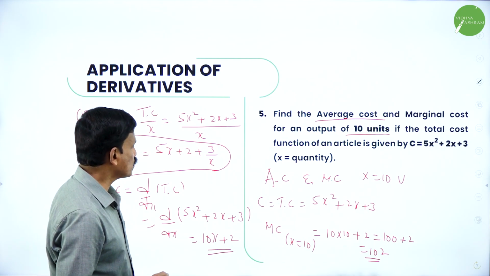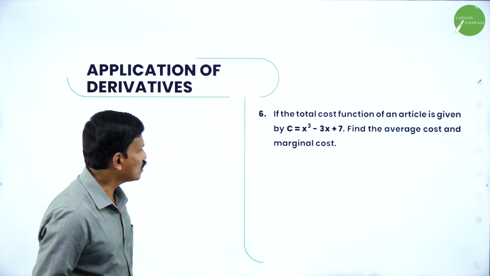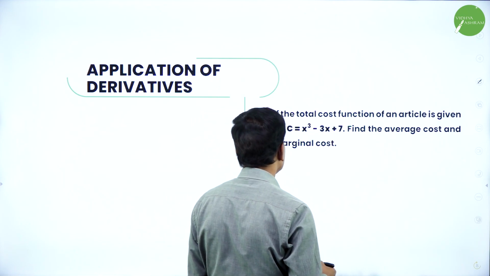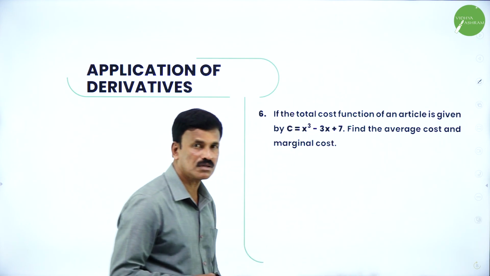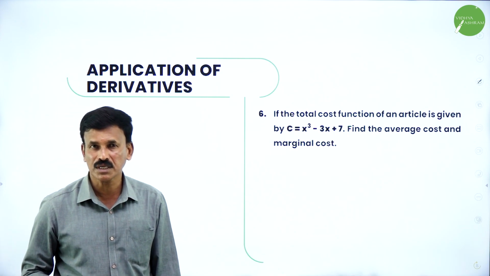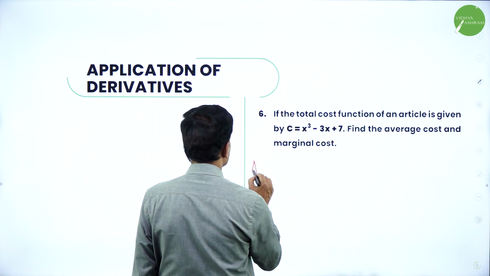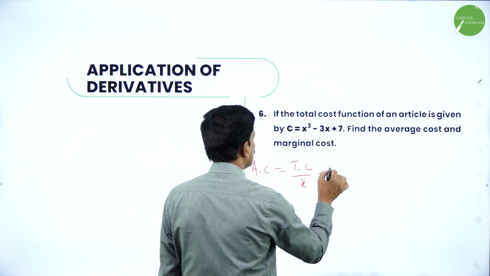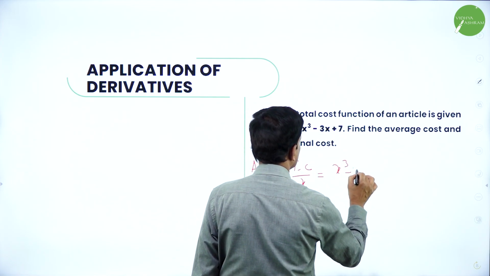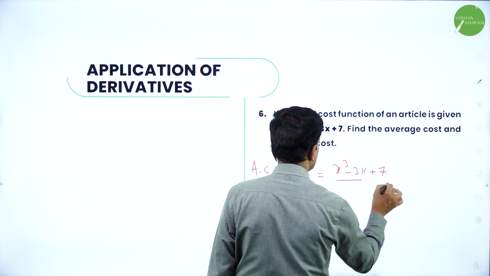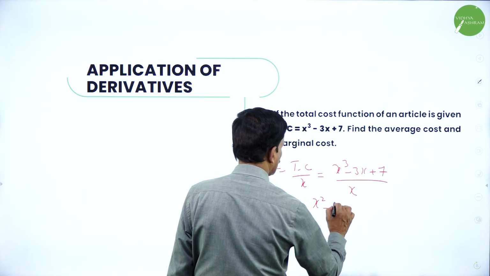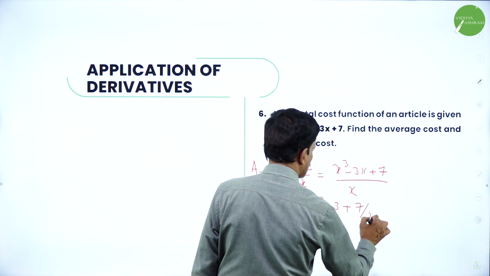Now move on to the next problem. If the total cost function of an article is given by c is equal to x cube minus 3x plus 7, find the average cost and the marginal cost. Same as the previous problem, right? So what is average cost? AC is equal to TC divided by x. So the total cost is nothing but x cube minus 3x plus 7 divided by x. So therefore AC is equal to x square minus 3 plus 7 by x.